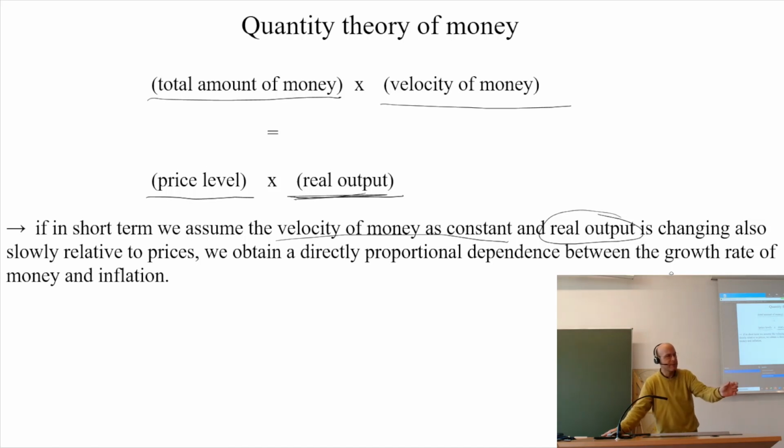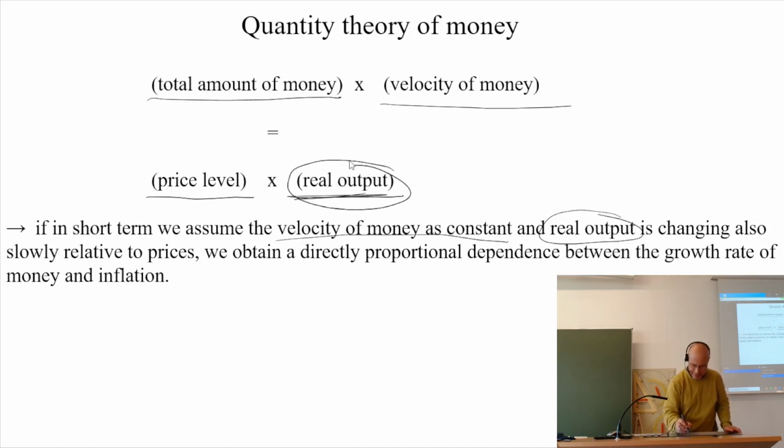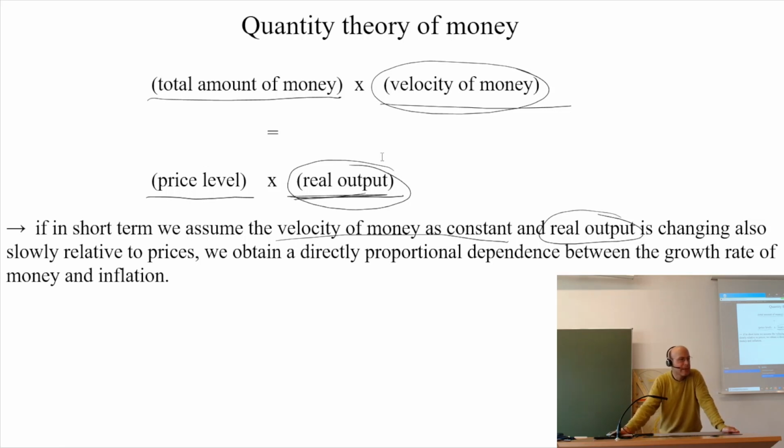And if we compare this with the development of prices, also on a monthly basis, then we can say that the real output is adjusting much slower than the price level. So in this case, we more or less can say that in the short term, the velocity of money and the real output are changing much, much slower than the amount of money and the price level.